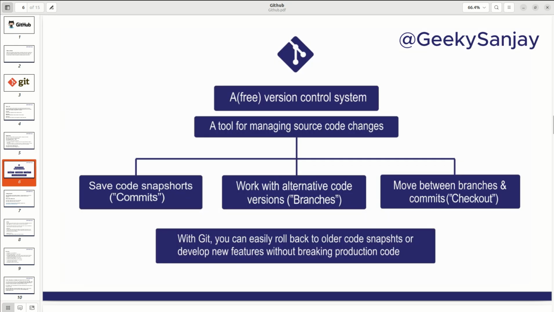Next, free version control system. Git is a free version control system, a tool for merging source code changes. Here we have three things: save code snapshots, commits. Whenever you want to save some code, just do a commit. Work with alternative code versions, simply branches, and move between branches and commits, simply checkout. With Git, you can easily roll back to older code snapshots, or develop new features without breaking production code.